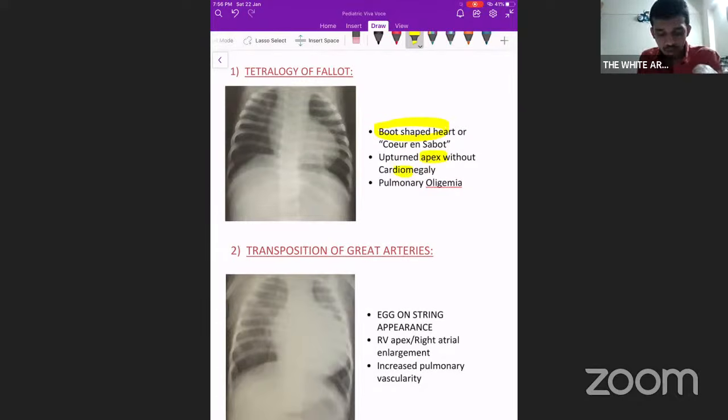cardiomegaly. Okay, so the right ventricular enlargement has given the upturned apex, and since there will be stenosis, pulmonary oligemia will be there. There will be less amount of blood flowing to the lungs, so there will be pulmonary oligemia. The bronchovascular markings will be very less.